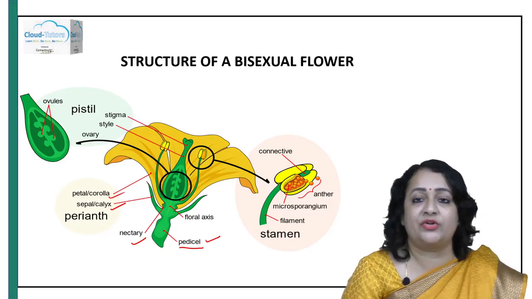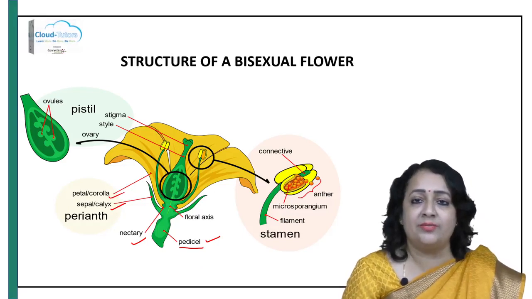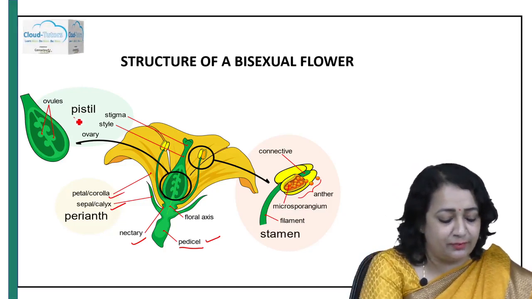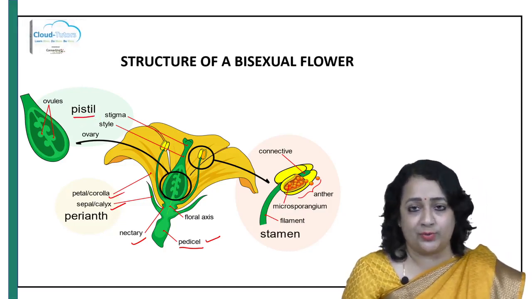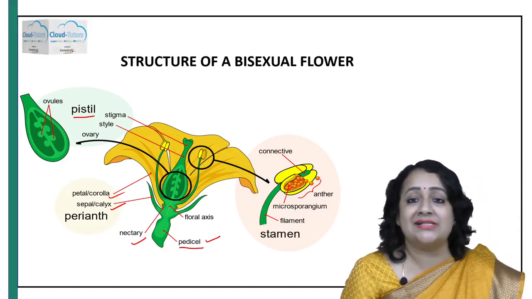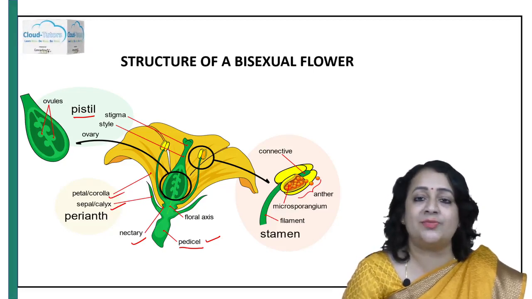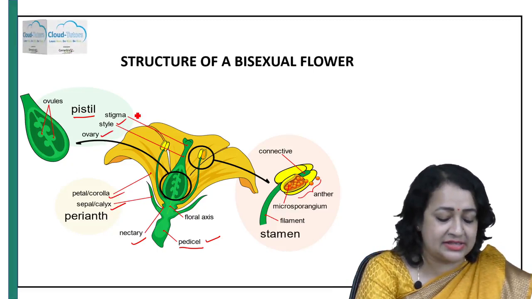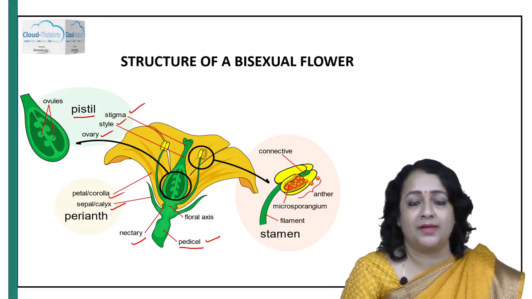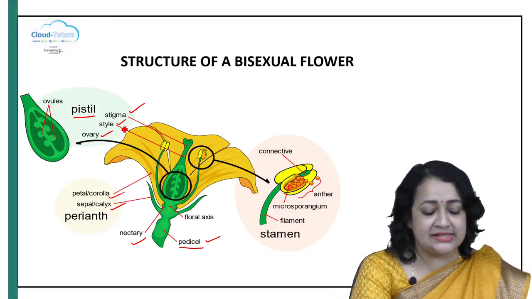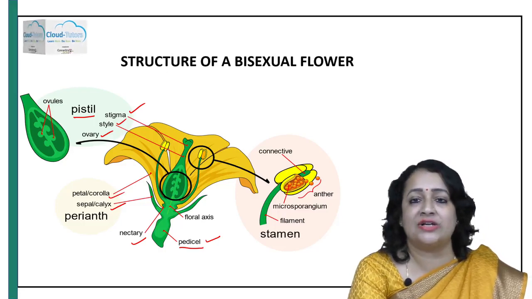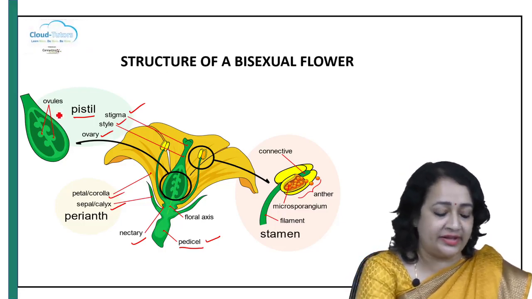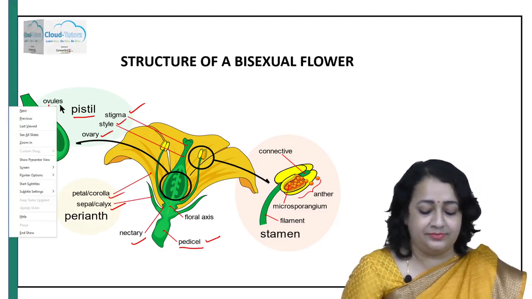Next comes the reproductive part. Reproductive parts are very important because they are involved in reproduction. Here we have the pistil, which is the female reproductive part. Pistil is also called carpel. What does the pistil contain? Pistil contains the ovary, style and stigma. Pistil has three parts: ovary, style and stigma. So that is the female part. If you look inside the ovary, there are ovules.